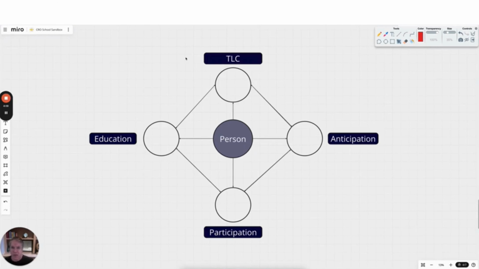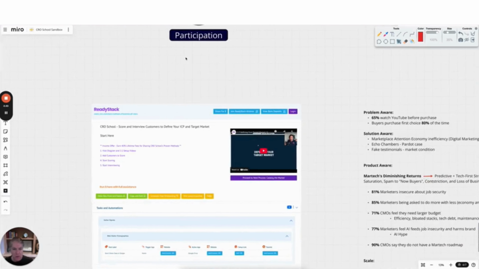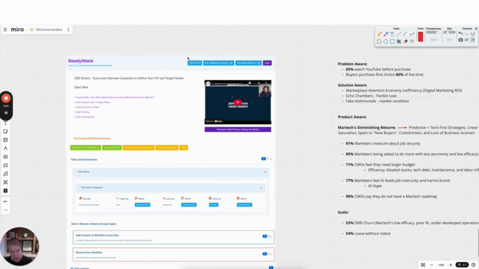Okay, what I'm going to do in this chapter is walk through how the CRO school ReadyStack maps into the 4D model. The way to do that is to map between the various stages and all the issues that I had mapped out, and show how we are encompassing all these different stages and eliminating all the problems or meeting those objectives at the same time.